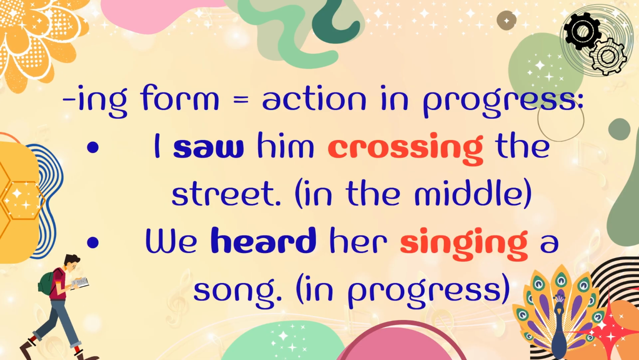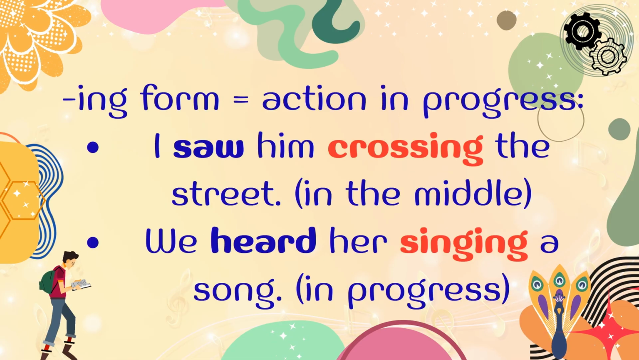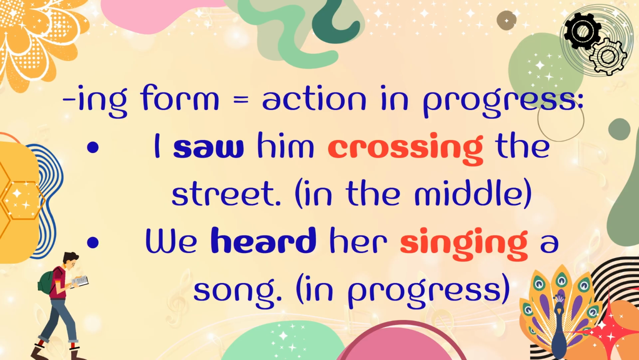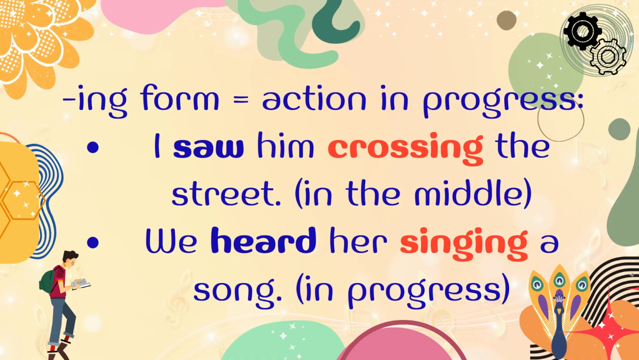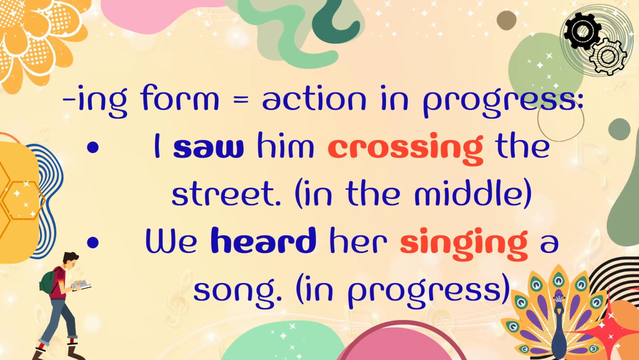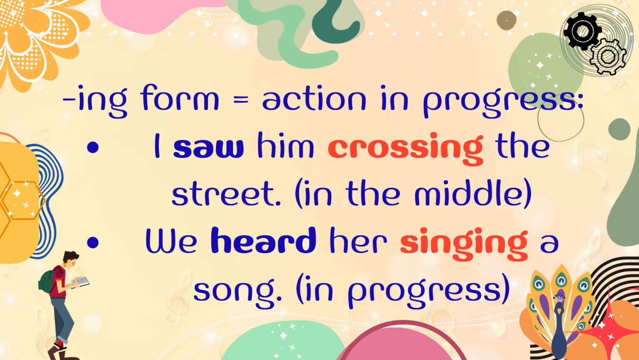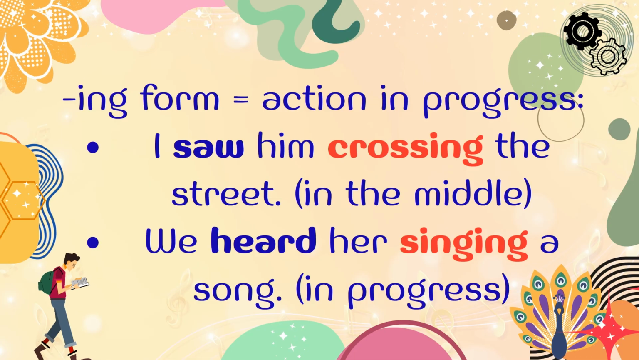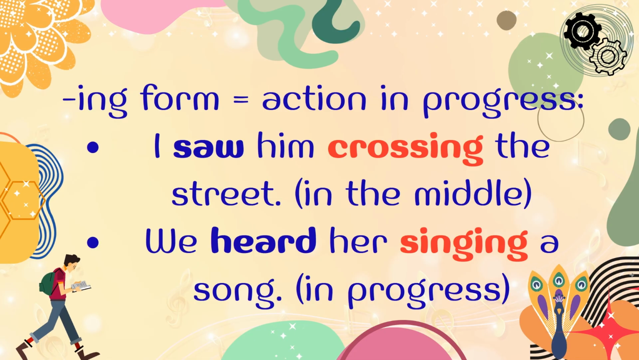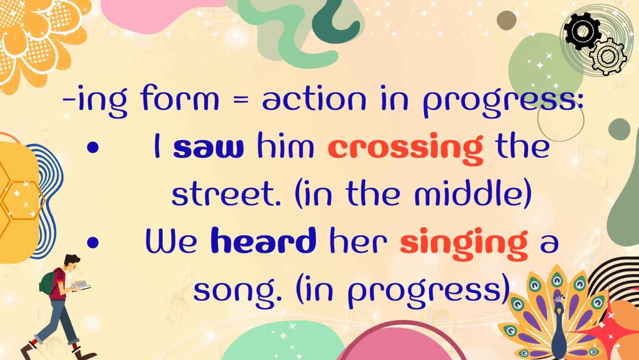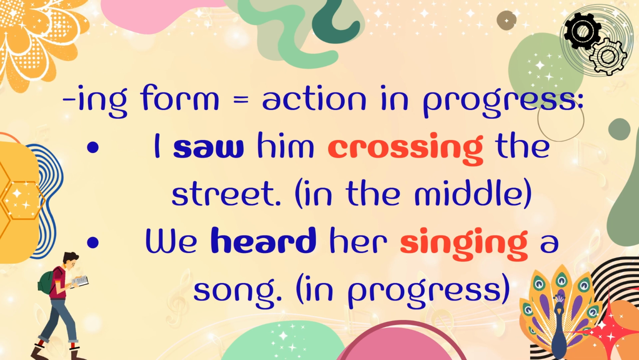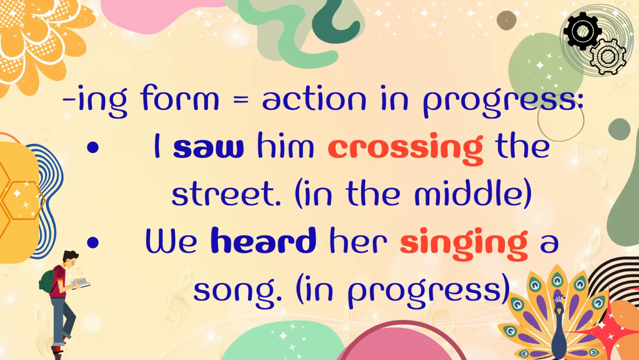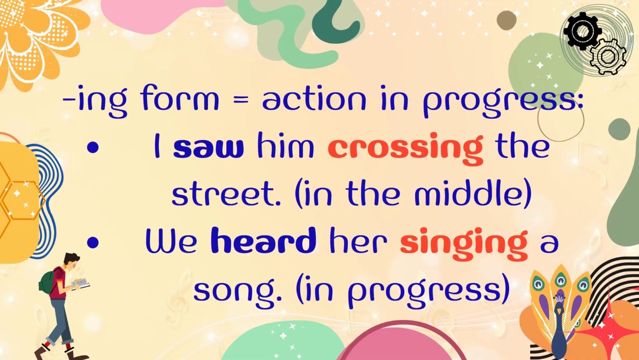Now, if you use these verbs with an ing form, you are talking about an action in progress. For example, I saw him crossing the street. So it was in the middle of crossing the street. We are not sure where exactly you saw him, and it's not important to see the whole action. We heard her singing a song, something in progress. Yes, she was singing a song and we heard her. It's not important to hear the whole song.